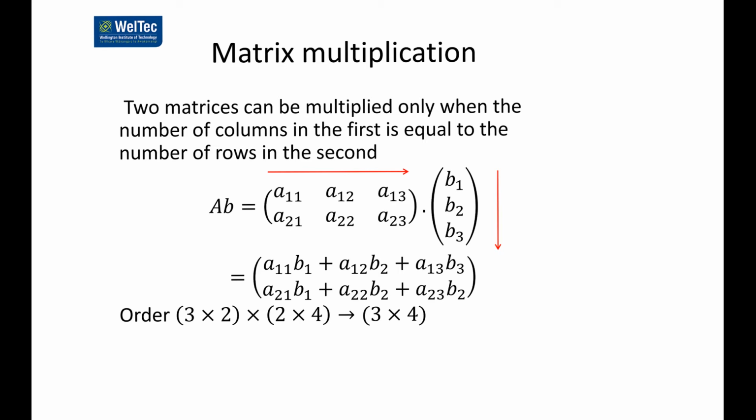You can only do it when the number of columns in the first is equal to the number of rows in the second. And the easy way to look at it is if these two numbers here are the same, then you can perform the multiplication.